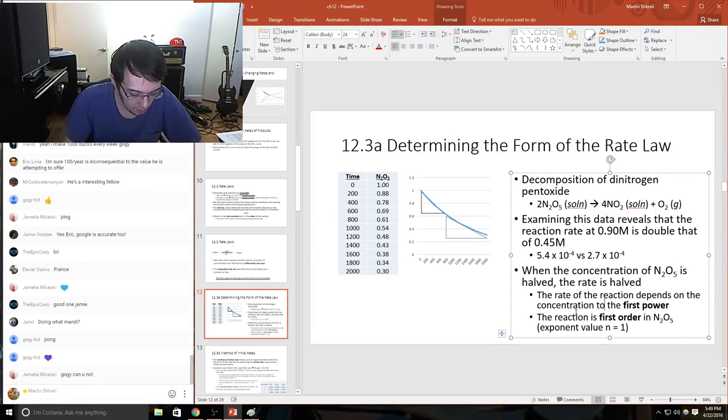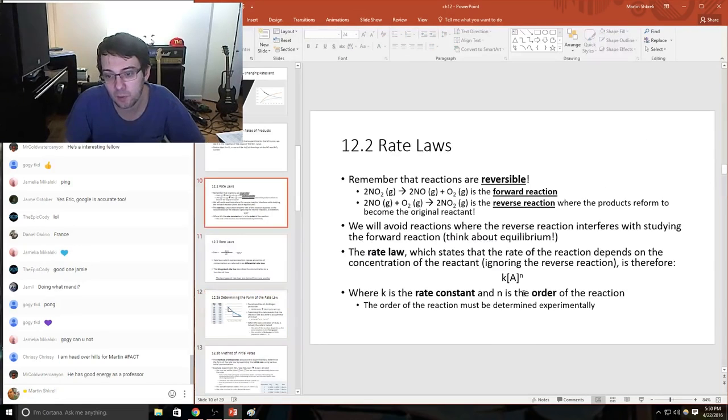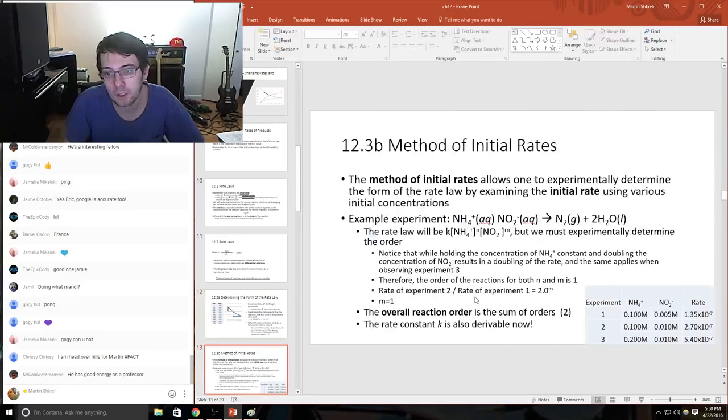If we do all those calculations, we see that the rate here is going down at 5.4 times 10 to the negative fourth moles per liter per second, and here it's 2.7. That's exactly half. So at the end of the day, the reaction rate depends on the concentration to the first power. So we call that a first order reaction because the exponent of the rate law is 1. And we're going to use that a few times going forward.